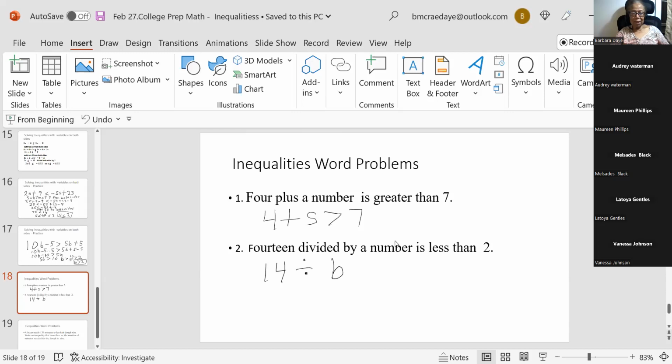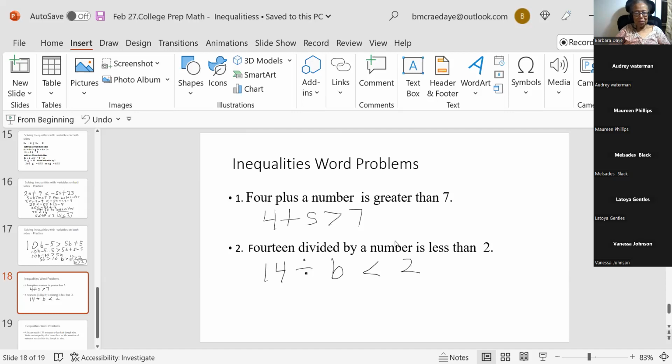Less than sign. Less than, and what's next? Okay, I got it. What goes after the less than sign? 2. Less than 2. 14 divided by a number B is less than 2.